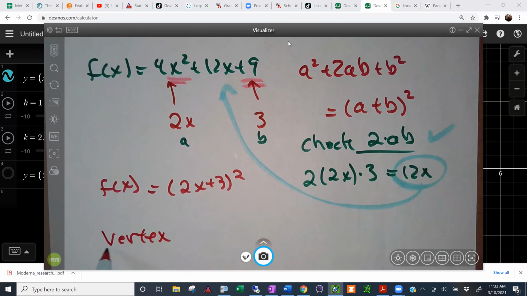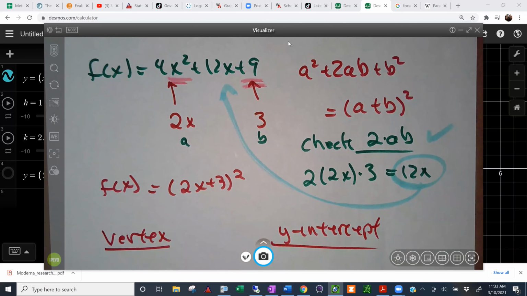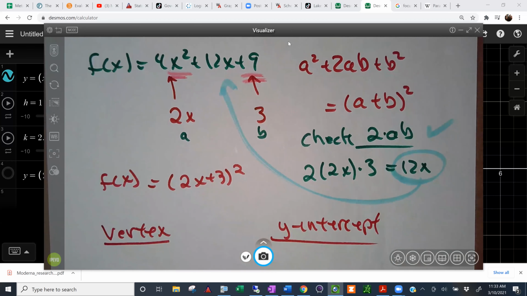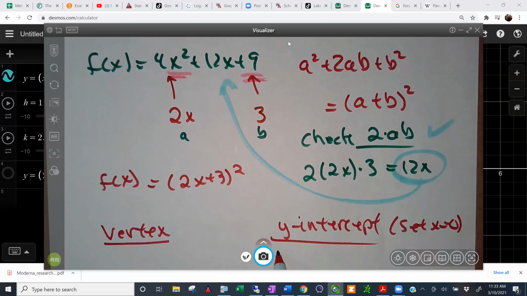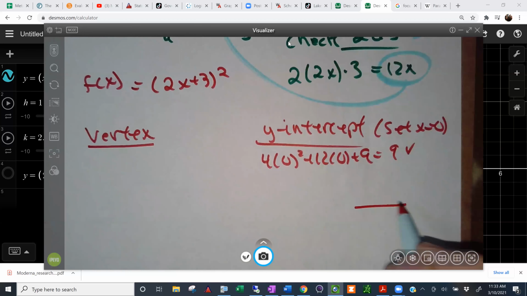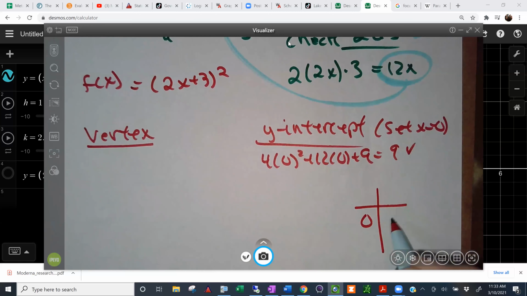Actually, you know what? I changed my mind. We're going to start with the y-intercept. What do I have to do to find the y-intercept? Does anyone remember? X equal to 0. Set x equal to 0. Perfect. So if I set x equal to 0, now I get 4 times 0 squared plus 12 times 0 plus 9 equals 9. So, cool. Thank you. 0 and 9.